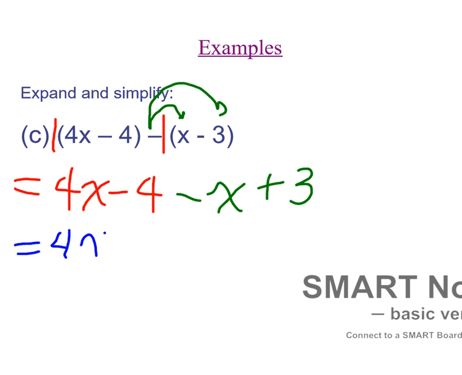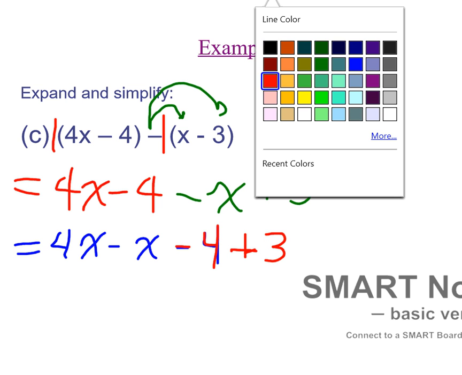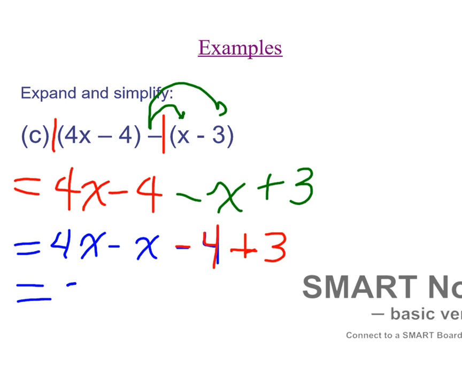So we put our x's together. We put our constants together. And then we simplify. So 4x's, take away 1x is 3x. And negative 4 plus 3, be careful. It's not 4 plus 3. It's negative 4 plus 3 is minus 1. Okay? So that's what happens when there's no numbers. You can just put a 1 in front. And if it's just adding, nothing actually changes. And if you're subtracting, the signs change. So be really careful about that.